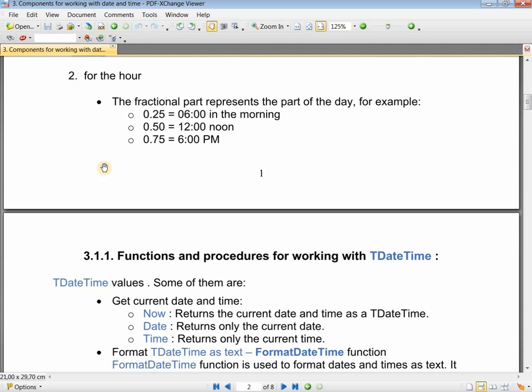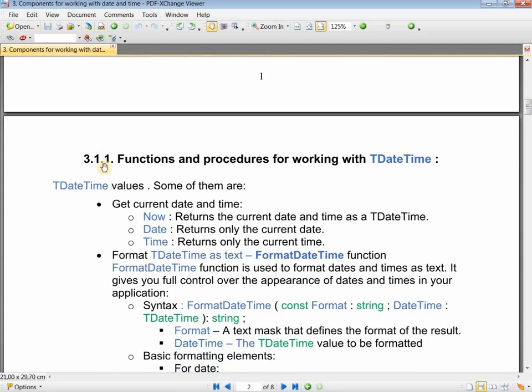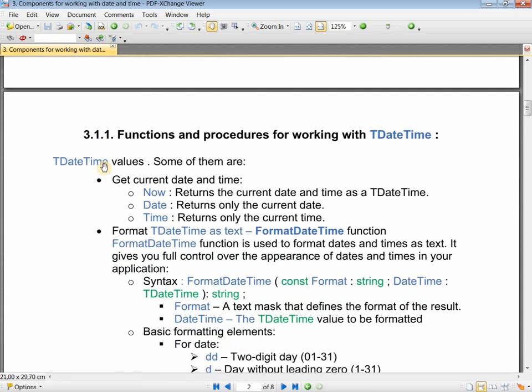Now, in the next lesson we will look at the specific functions, procedures for working with this type of TDateTime.